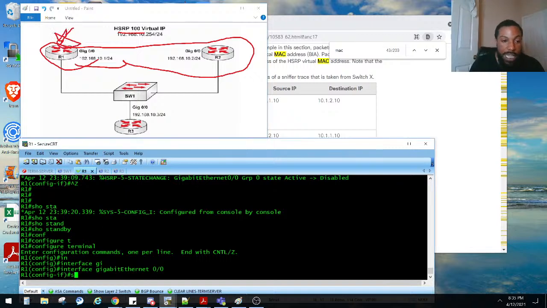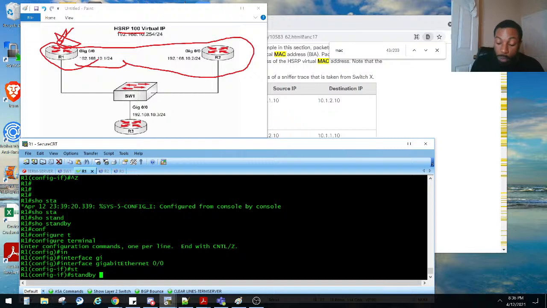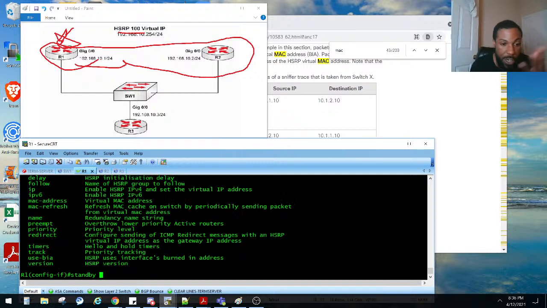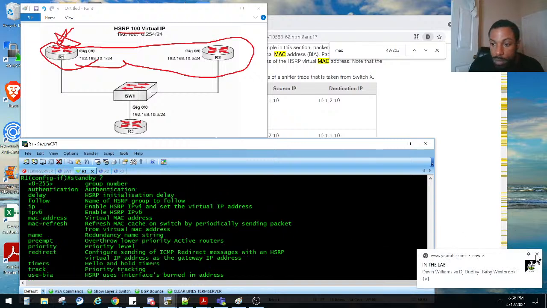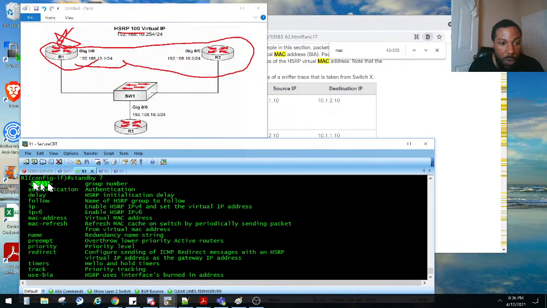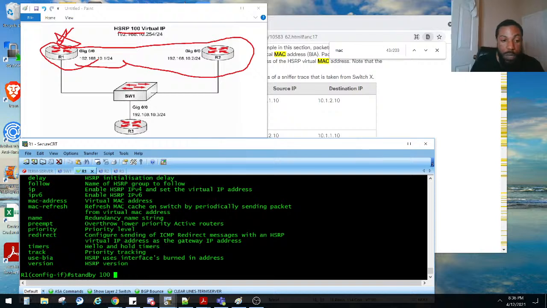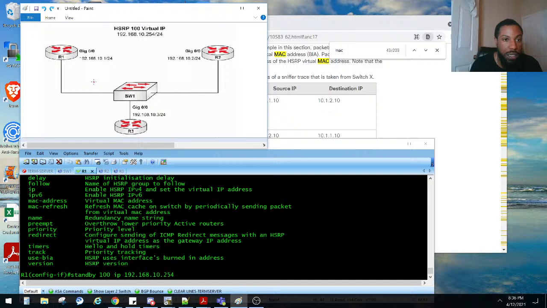So standby, I'll put the question mark so y'all can see, right? But I already know the commands, I'm just showing y'all real quick, right? So we put the group number. We can put a group number of 0 to 255, right? In this case, they asked us to put 100, right? So we do 100, then we put the virtual IP address, which was 192.168.10.254, right? And that should be it. Oops. All right. There we go.